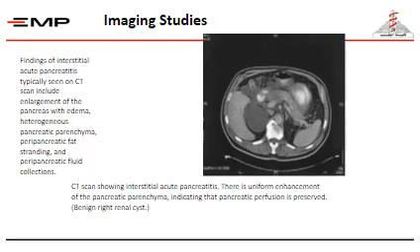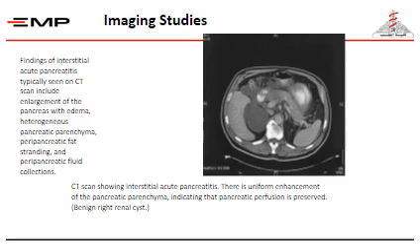Ultrasonography is useful for evaluating biliary etiology and excluding acute cholecystitis or hepatic abscess. Contrast enhanced CT is the single most important test in diagnosing acute pancreatitis, determining its severity, and assessing for complications. Findings of interstitial acute pancreatitis typically seen on CT scan are enlargement of the pancreas and edema, heterogeneous pancreatic parenchyma, peripancreatic fat necrosis, and a peripancreatic fluid collection.